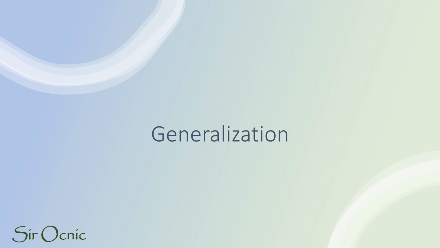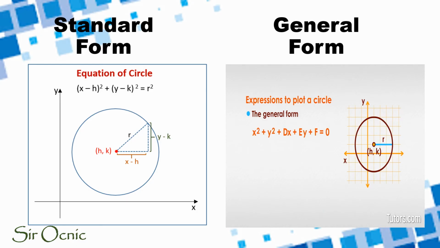Let us now summarize what we have discussed in this video. The standard form of the equation of the circle is given by (x - h)² + (y - k)² = r², while the general form of the equation of a circle is given by x² + y² + Dx + Ey + F = 0, wherein D, E, and F are constants.